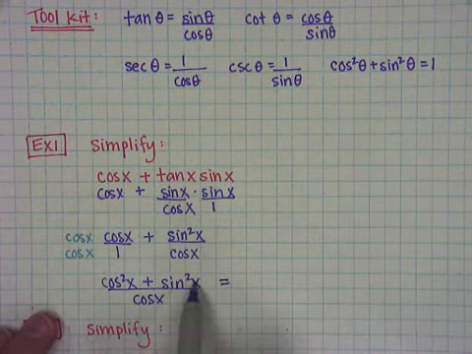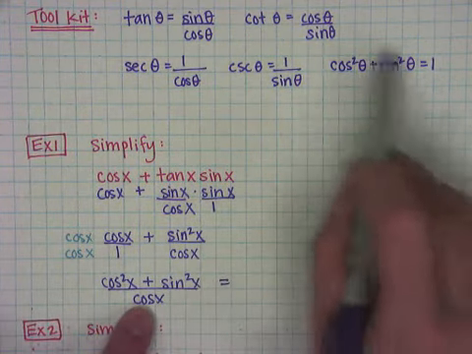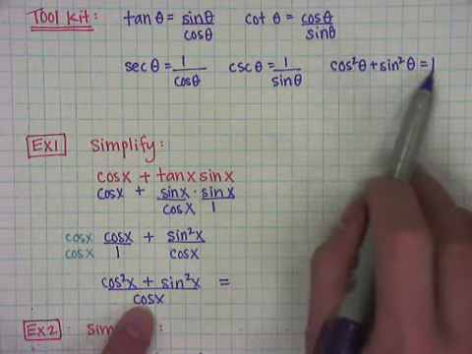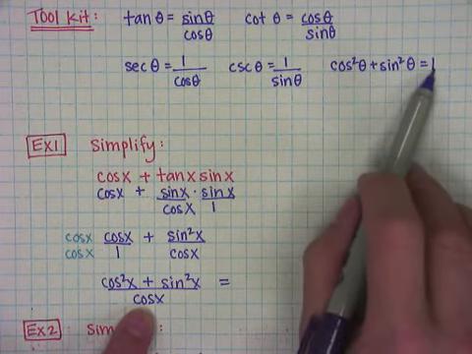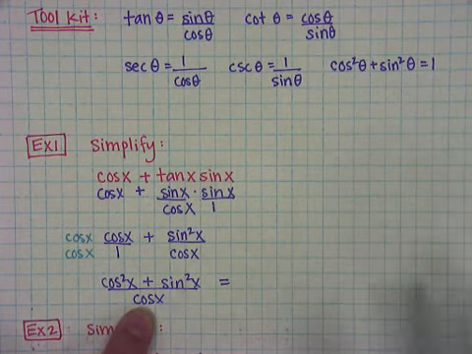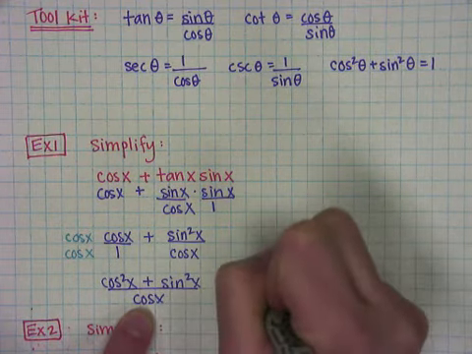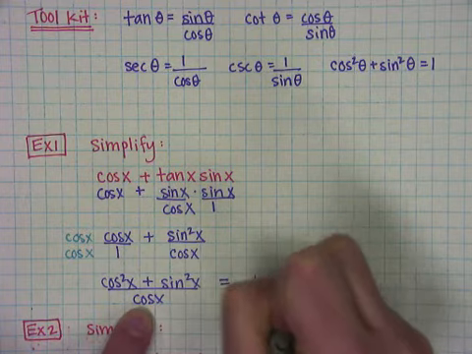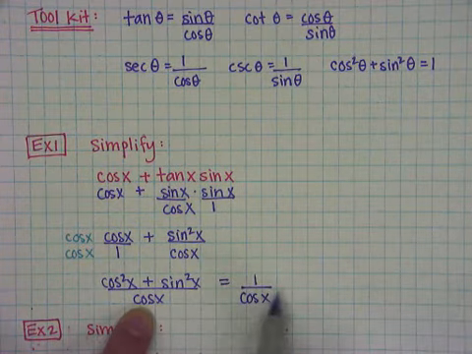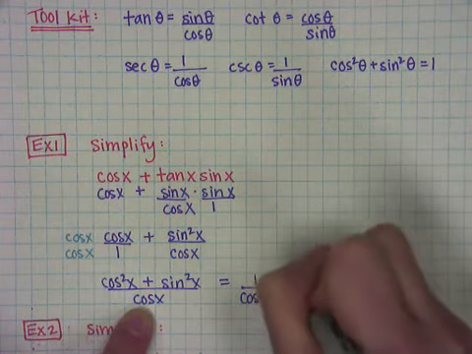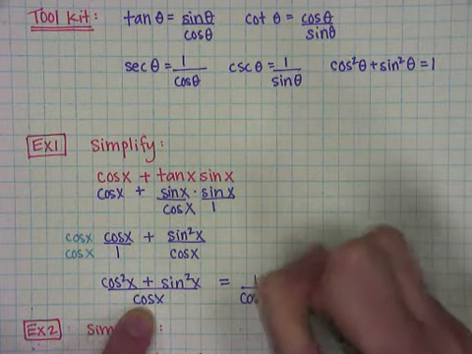Finally, I see cosine squared plus sine squared, and one of the formulas I have to have memorized is that cosine squared plus sine squared equals 1. You just have to have that memorized. You have to just know it. And so I see cosine squared plus sine squared, and I know, oh, well, that's equal to 1. So I can write 1 over cosine of x. And then 1 over cosine of x we know is equal to secant of x.